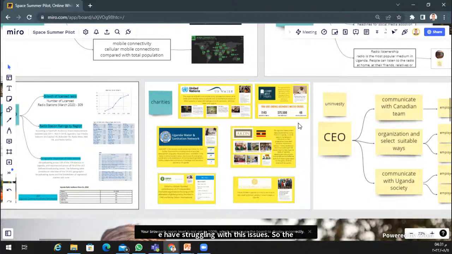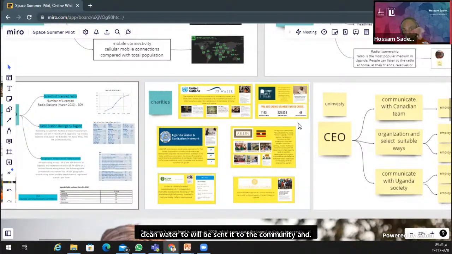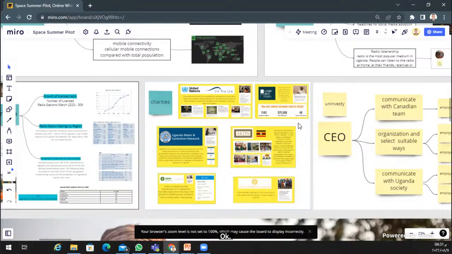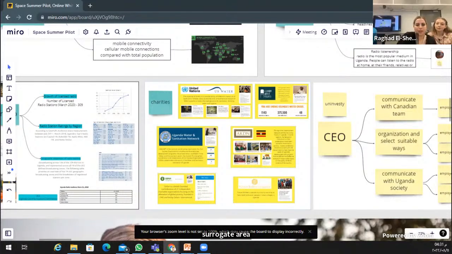So the government should face these issues, like making water pipes, for example, to send water to this area. It also helps the government know where the clean water is. This clean water will be sent to the community in this area. Okay, thank you. So the main purpose is to empower the community in those struggling areas. Okay, thanks. Any other questions on impact?